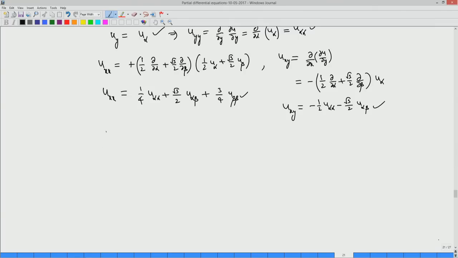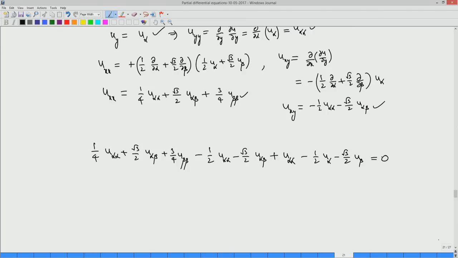So you have uxx, that is 1 by 4 u alpha alpha plus root 3 by 2 u alpha beta plus 3 by 4 u beta beta, plus uxy, that is minus 1 by 2 u alpha alpha minus root 3 by 2 u alpha beta. Now plus uyy, that is u alpha alpha, plus ux. Ux is half u alpha, and you actually have minus root 3 by 2 u beta equal to 0. So this is what your equation is.